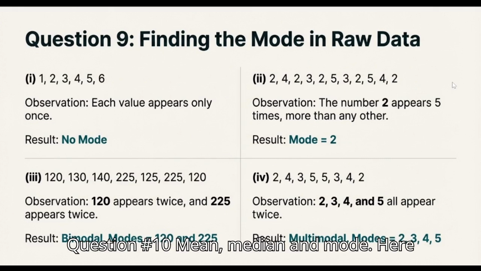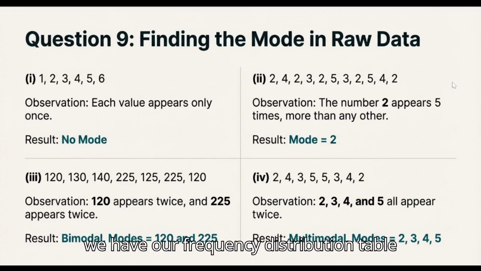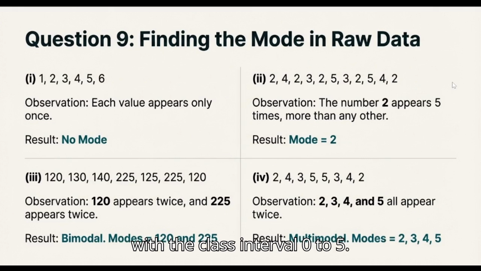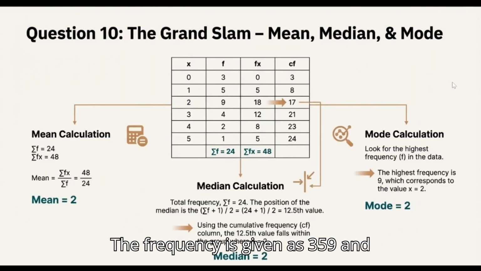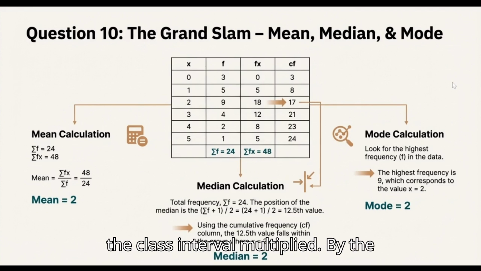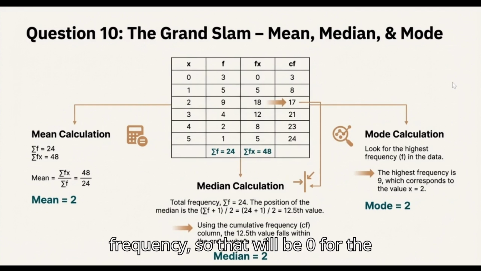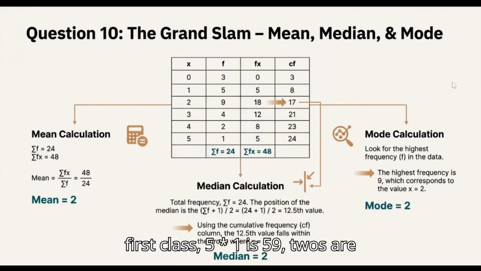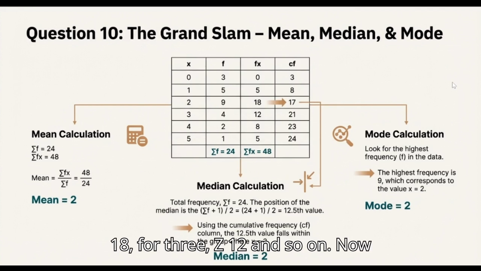Question number 10, mean, median and mode. Here we have our frequency distribution table with the class interval 0 to 5. The frequency is given as 3, 5, 9 and so on. We need to find the value of fx, which is just simply the class interval multiplied by the frequency. So that will be 0 for the first class, 5 multiplied by 1 is 5, 9 2s are 18, 4 3s are 12 and so on.